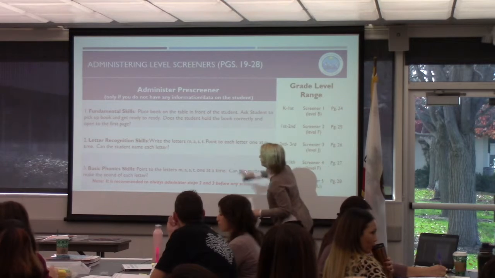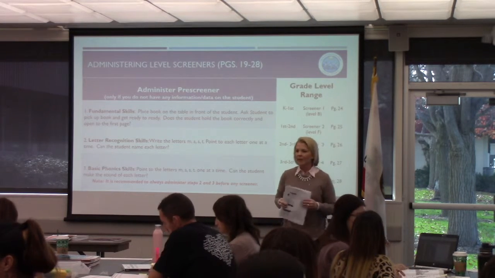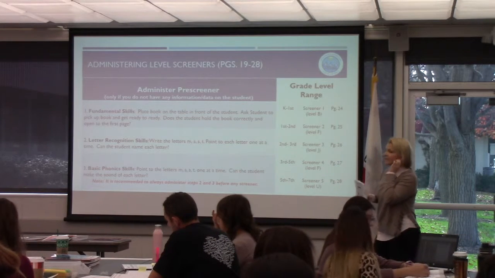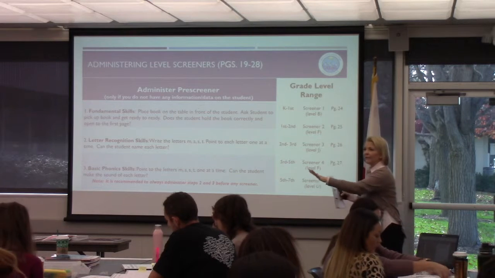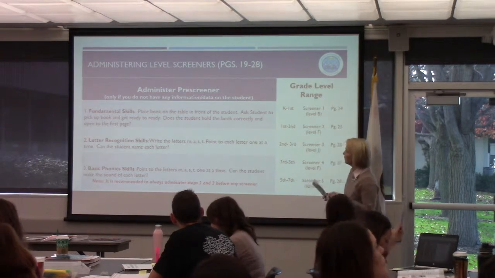We have what's called a pre-screener, right? And you'll see that also there on page 19. And there's those 3 steps. Fundamental skills, you want to make sure you place a book in front of them. You ask them the following questions. Ask them to pick up a book and get ready to read.